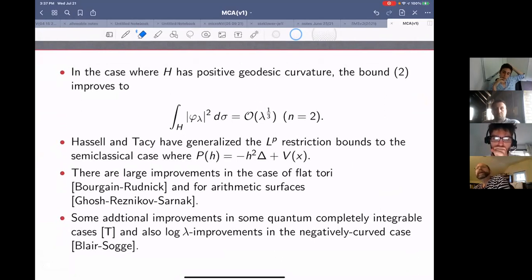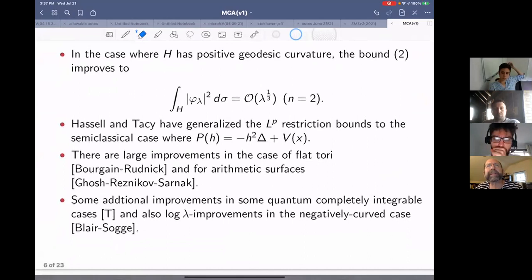I should point out that Hassell and Tacy, after the BGT paper, generalized these results to LP restriction bounds for general Schrodinger operators. And there are some very large improvements that are known in some specific cases.